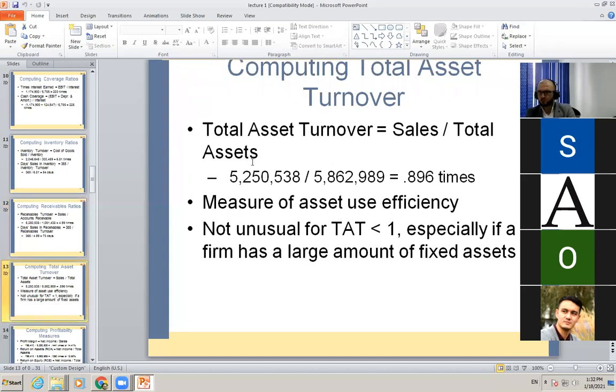There's a general one, which is total asset turnover. It actually measures how efficiently you're using your assets. And it's not extraordinary when the total asset turnover becomes less than one, especially if the firm has a large amount of fixed assets, so it's a normal thing. So you cannot make any conclusion about how efficiently they have been using their assets only by calculating the total asset turnover. In order to do that, again, you have to compare. Everything is a matter of comparison.